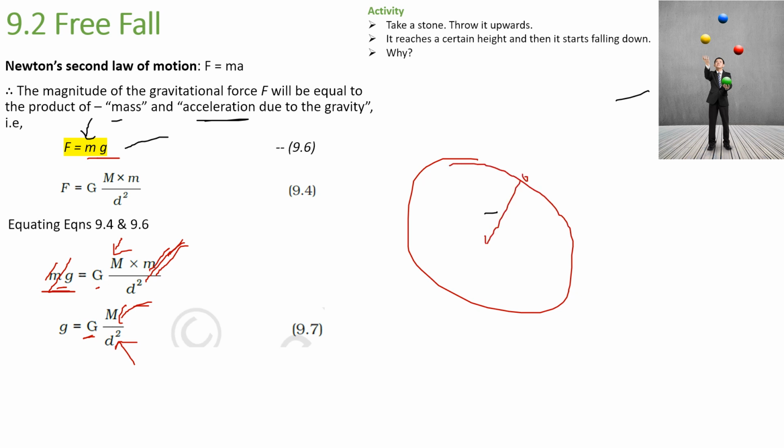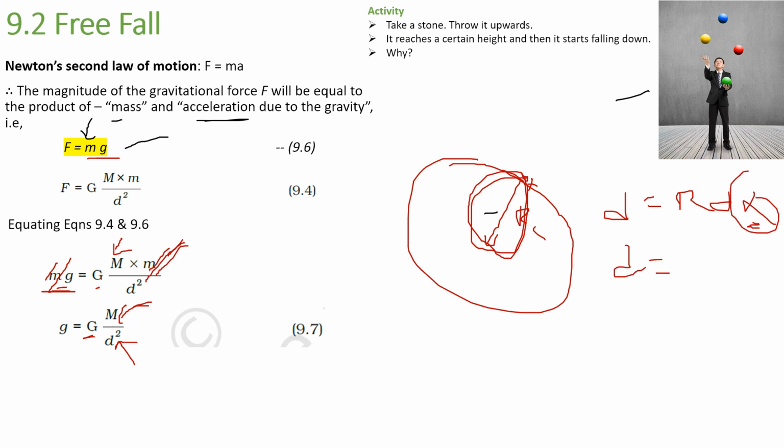Compared to this Earth radius, what is your distance? Distance is assumed to be some x, right? What is the distance? It is equal to r plus x. Imagine r is many million meters, and you add 1 meter: many million meters plus 1 meter. We say ignore this x. I'll say distance is equal to the radius of the Earth.